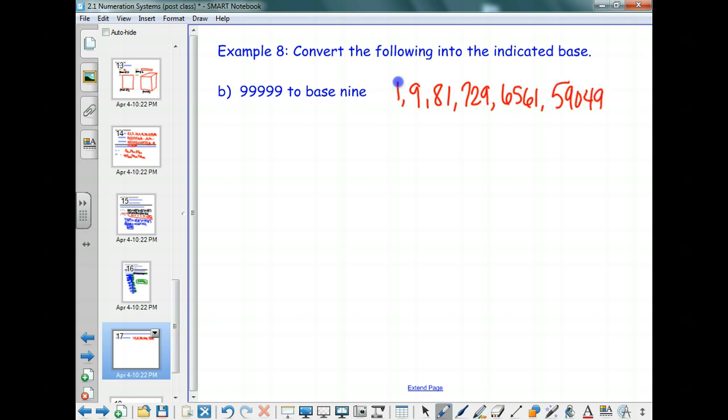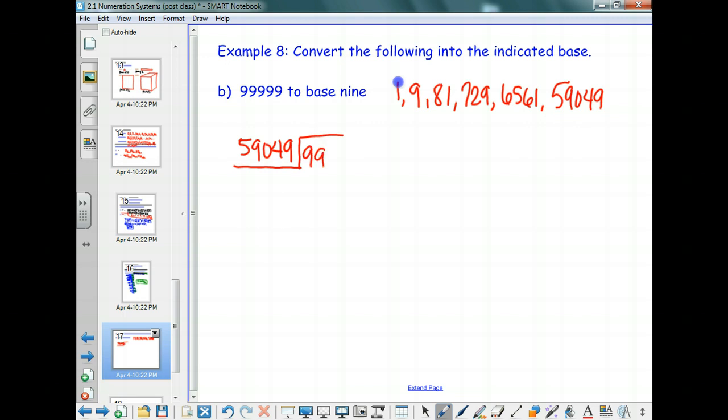And while I could have you go one more, you have to know that's enough, right? That's 59,000, and the number I'm supposed to be working with is 99,000, which is about double, right? Not even quite double. I definitely don't need to multiply 59,000 by 9 and figure out what the next one is. It's going to be too much. So, as I do my division scaffolding, this 59,049 goes on the outside.